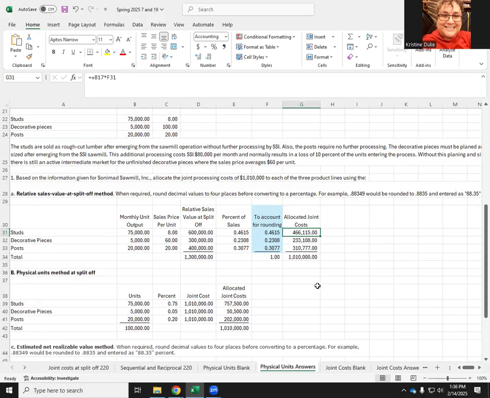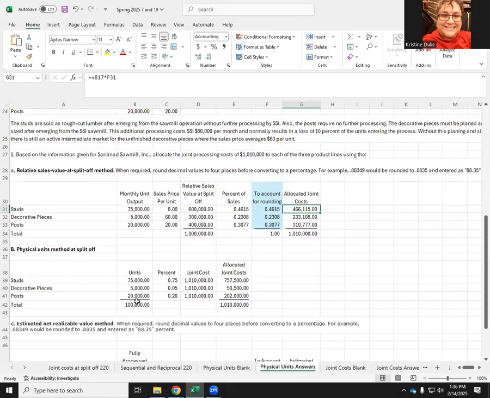Now they want us to do the physical units method at split off. Okay. Now this one's pretty easy. So there's my units equals 100,000. 75,000 is 75%. So I'm going to take the joint cost by 0.75. I get that amount there. This was 5%. This was 20%.